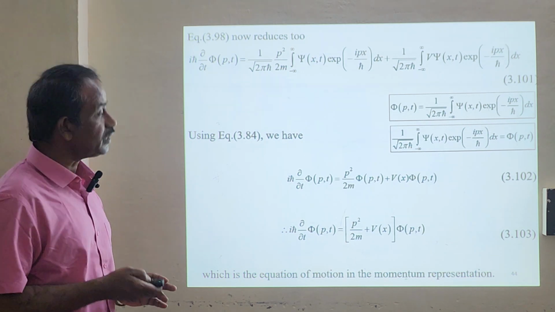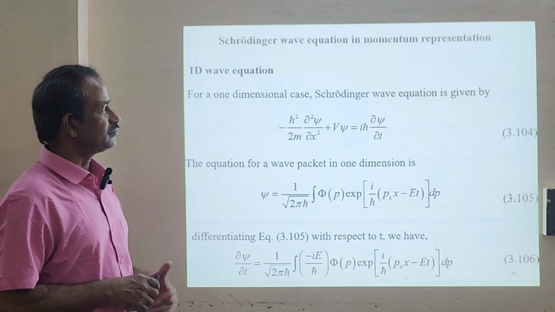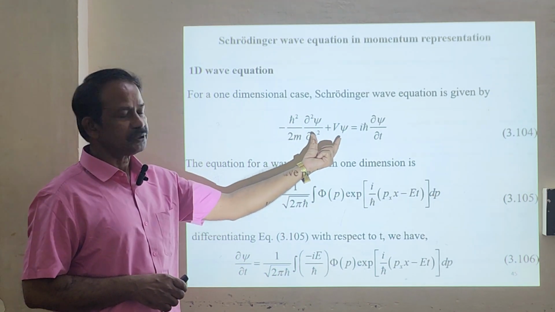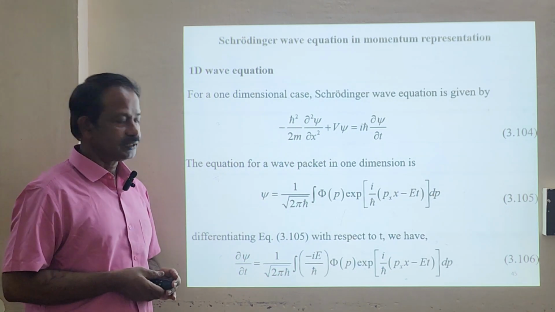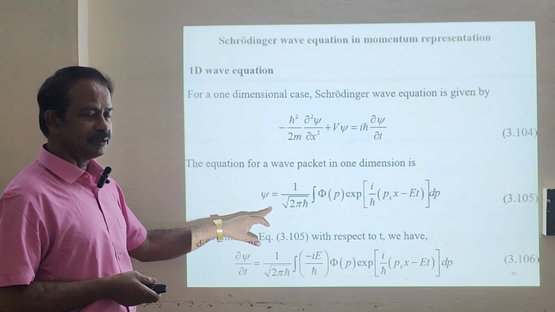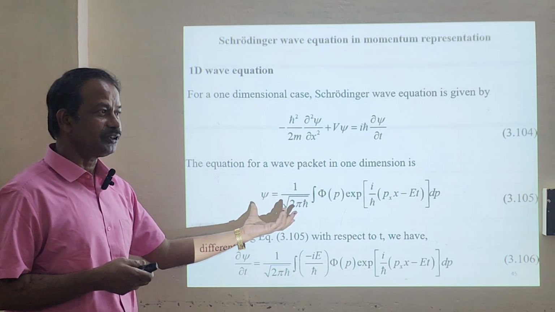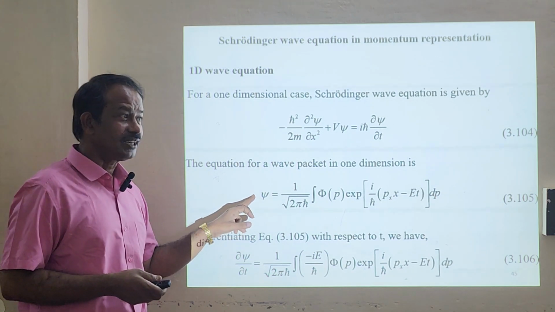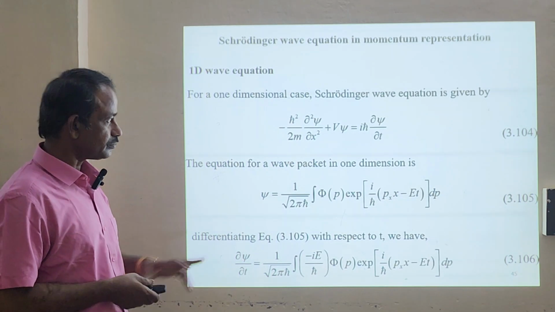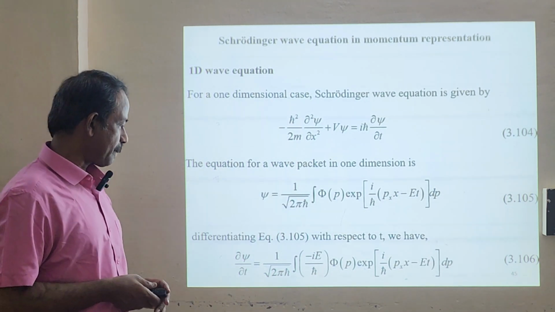Simple one. The last one, the Schrodinger wave equation, we are going to derive in momentum representation. Of course we know about the Schrodinger equation: kinetic energy plus potential energy equals total energy. And the equation for a wave packet in one dimension is given by this equation. As we just discussed, this is about the Fourier transform pair, which you have to learn by heart. So this is psi of x comma t, which is equal to this one.